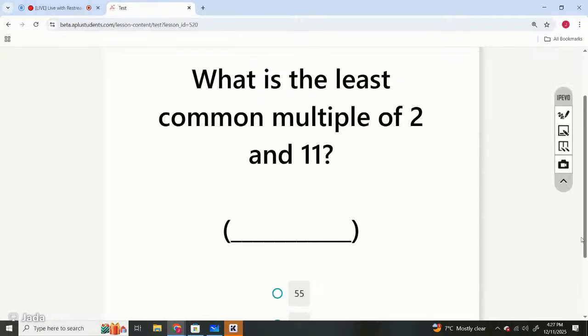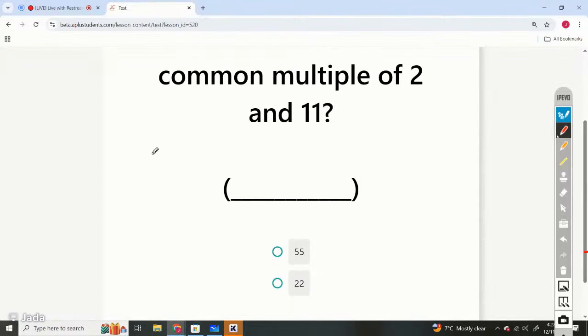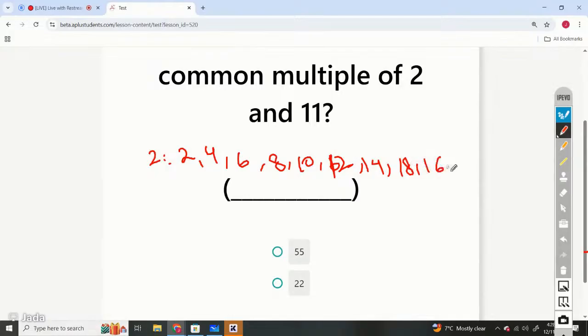What is the least common multiple of 2 and 11? So for the multiples of 2, we need to write down the table of 2, right? Multiplication table. 2 times 1 is 2, 2 times 2 is 4, 2 times 3 is 6, 2 times 4 is 8, 2 times 5 is 10, 2 times 6 is 12, 2 times 7 is 14, 2 times 8 is 16, 2 times 9 is 18, 2 times 10 is 20, 2 times 11 is 22.